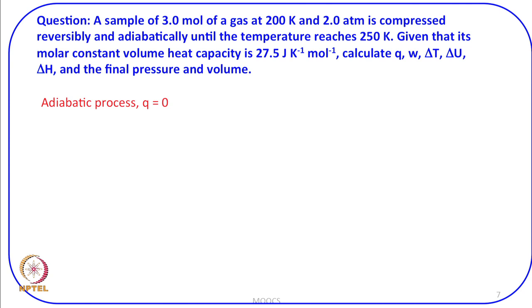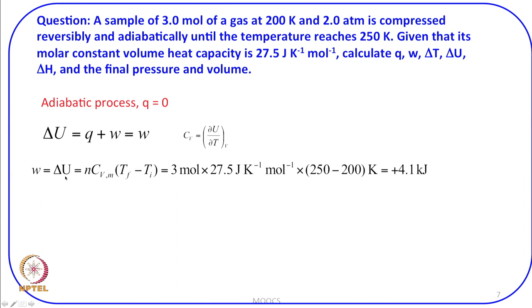Adiabatic process, Q is equal to 0. So, therefore, delta U has to be equal to W. We can use again here the definition of heat capacity Cv, which is dou U by dou T at constant volume, which will give us delta U equal to n times Cvm times delta T, and it has to be equal to work by the arguments given above. Now, you substitute the numbers, n is 3 mole, Cvm is given 27.5 joules per Kelvin per mole, temperatures are also given, 250 and 200 Kelvins as the final and initial temperature, and this turns out to be 4.1 kilojoule.